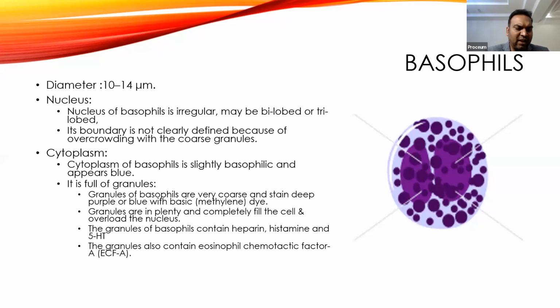Cytoplasm is basophilic, and that's why it appears bluish in color. And granules are very very coarse. So neutrophil has very fine granules, eosinophil has coarse, and basophil has much coarser granules. They take a strong basic stain, that is methylene blue stain, and they show a very dark purple to blue color, and they are very crowded over the nucleus, and it almost covers the nucleus completely, and it almost fills the entire cytoplasm also.